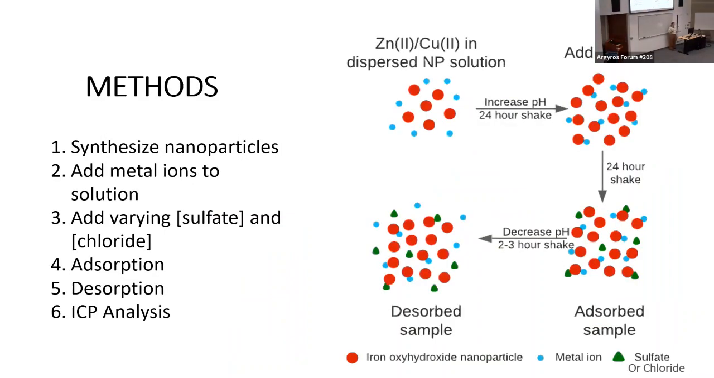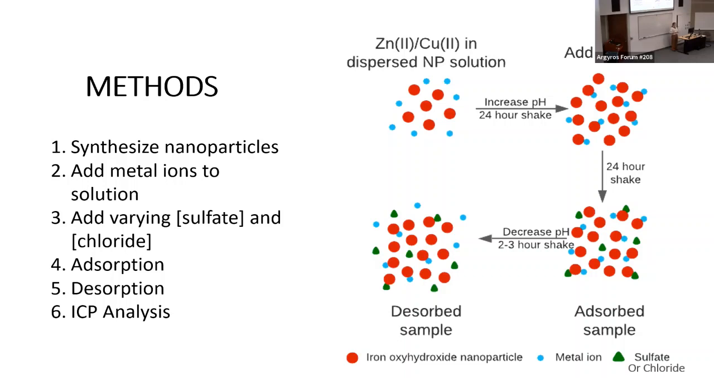So these are our methods. The first step was to synthesize the nanoparticles, and then we would add metal ions to the solution in a dispersed suspension, which is when we add the zinc or copper to the suspension. Then we would increase the pH to either 6.5 for copper or 7.5 for zinc to allow adsorption to take place, because these are the ideal pH levels for adsorption to occur.